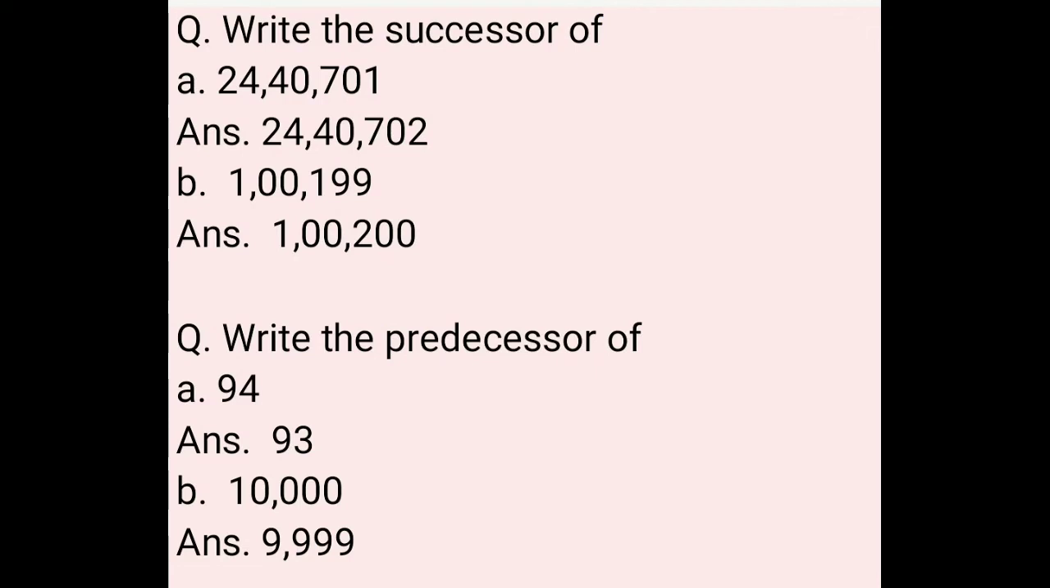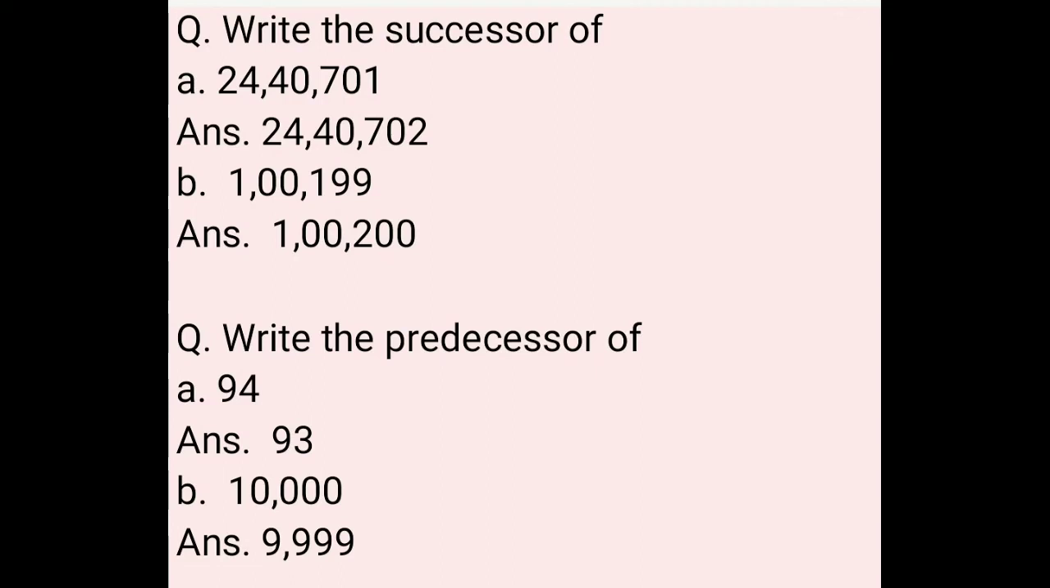Write the successor of 24,40,701. Successor means the next whole number. To get a successor, we need to add 1. So 24,40,701 plus 1 equals 24,40,702. So it is the successor of the given number. Then the next question, 1,199. The next number is 1,200. That means 1,199 plus 1 equals 1,200.